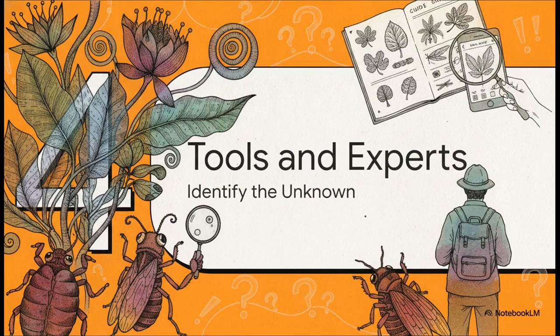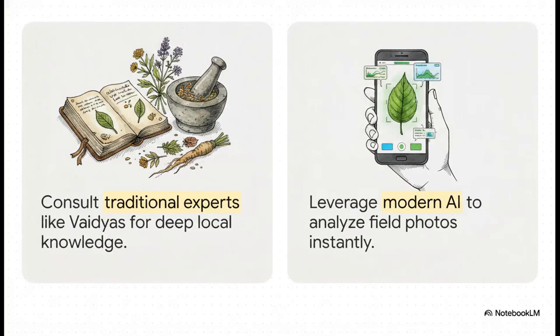Which brings us perfectly to Section 4, Using Tools and Experts. Because let's face it, eventually, you are gonna get totally stumped by a bug or a plant. When that happens, this project uses a really brilliant balance to identify the unknown. We're talking about merging ancient, traditional community wisdom with cutting-edge modern technology. You have these 2 vastly different but incredibly powerful resources.